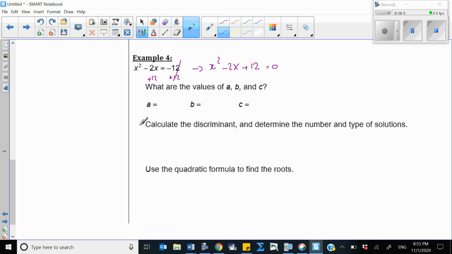Okay, so let's go find a, b, and c. A is the coefficient of x squared, which is 1 here. B is the coefficient of x, negative 2. And c is the constant, it's 12.